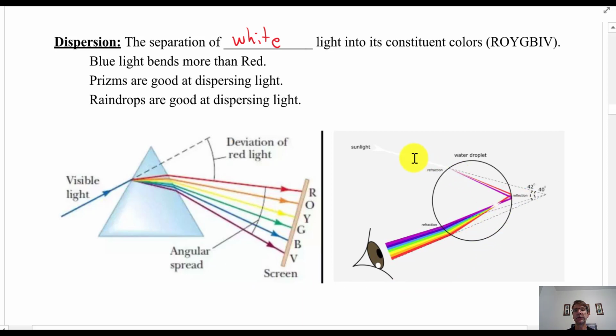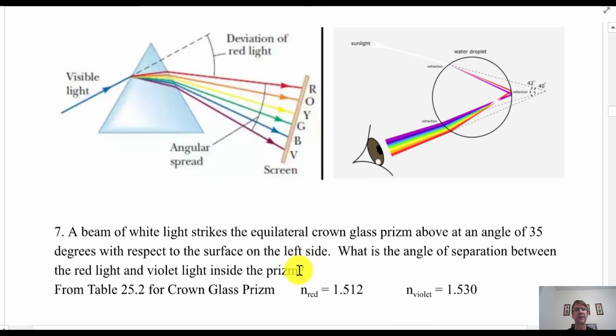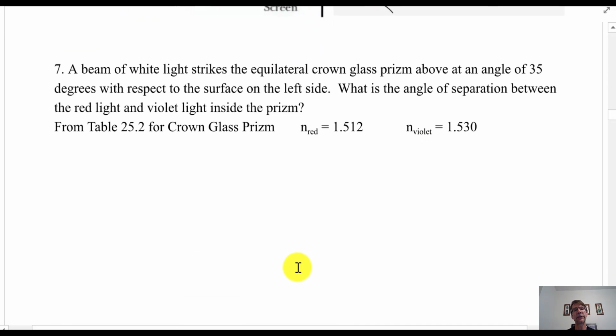And this shows you light from over your head going into a raindrop, bouncing off the back of the raindrop because of total internal reflection, bouncing out the front, and this is your eye. This is an eyeball right here. Okay, so let me do one sample problem here.